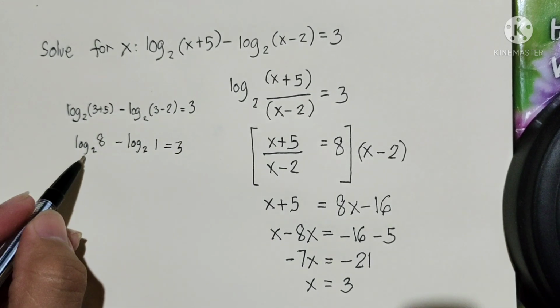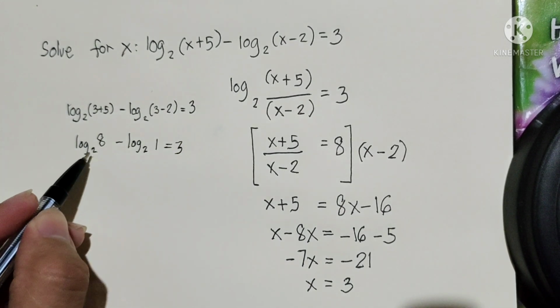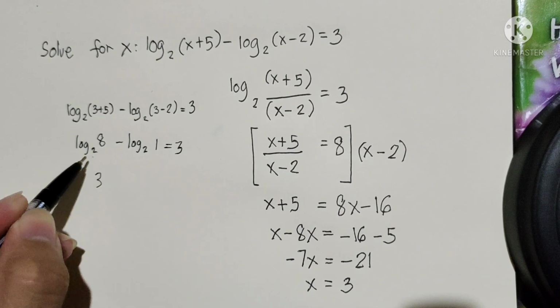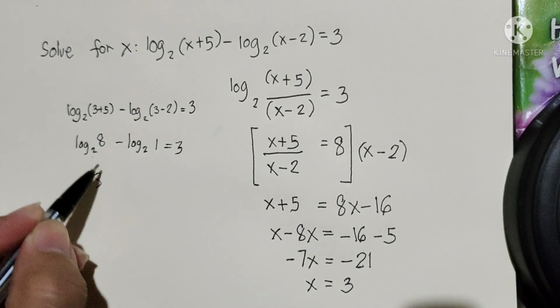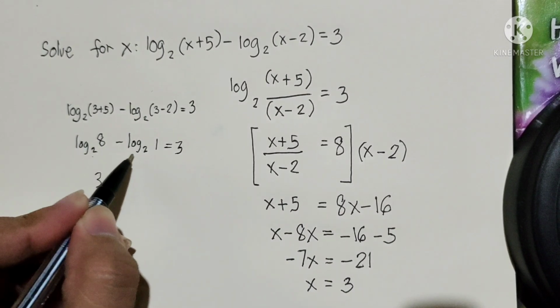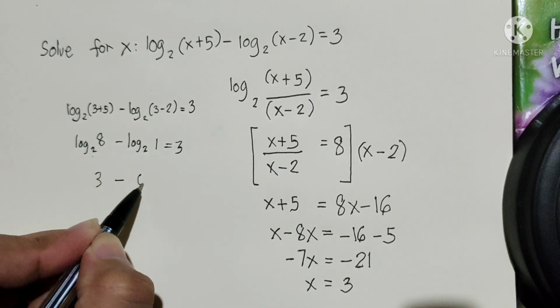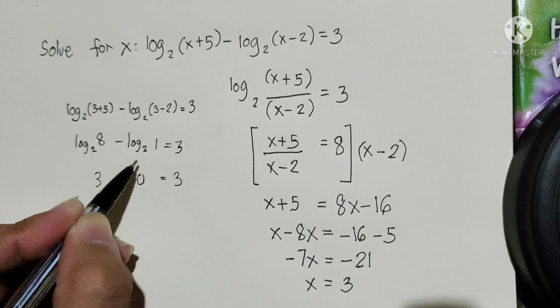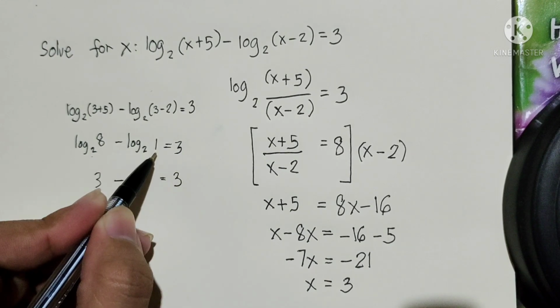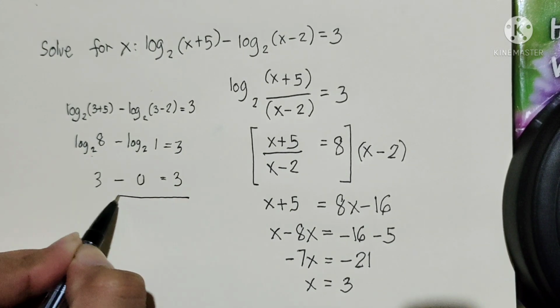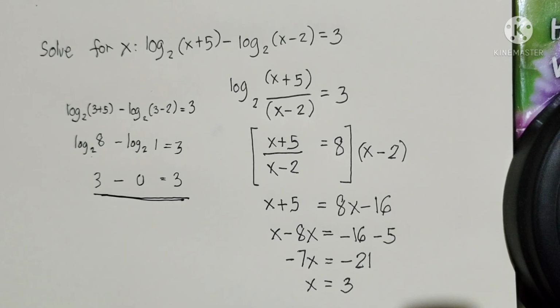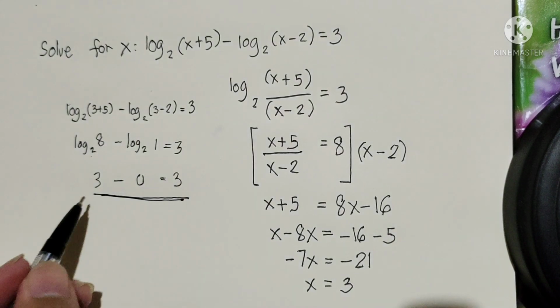Ano ang logarithm ng 8 to the base 2? That is 3 because 2 raised to 3 is 8. While the logarithm of 1 to the base 2 is 0. Kasi 2 raised to 0 is 1. So as you can see, we have here a correct na equation. Gets ba yun?